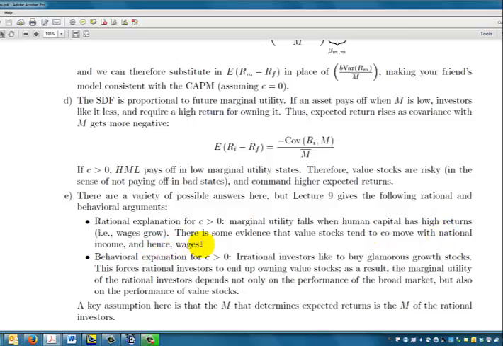growth. A behavioral story is that irrational investors just like to buy glamorous growth stocks, which are favorably reported upon in the press and online. And this forces rational investors to end up owning value stocks. So then in equilibrium, the marginal utility of the rational investors will depend not only on the performance of the broad market, but also on the performance of value stocks. And of course, what we're doing here is assuming that the M that determines expected returns in that model is the M of the rational investors, the marginal utility of the rational investors.